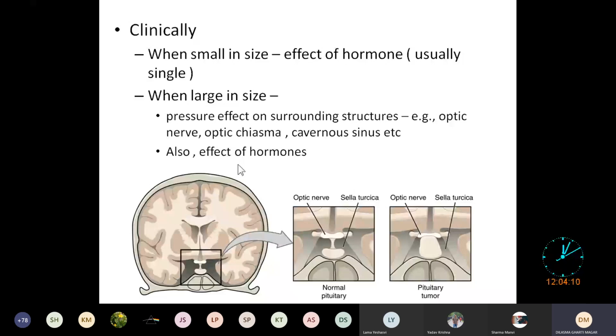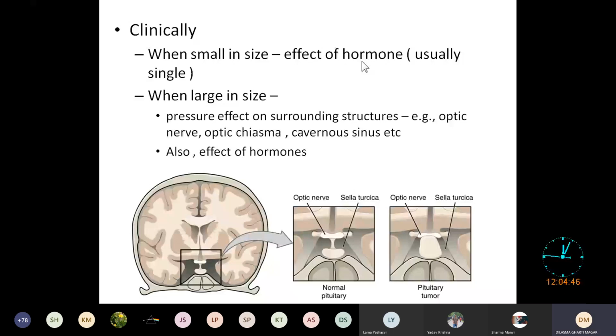Now, clinically, we'll see what happens. When the tumor is small in size, mainly hormones will be produced, usually of a single type. Single type of hormone means that if it is a prolactinoma, it will produce prolactin, and if it is a somatotroph cell adenoma, it will produce growth hormone.